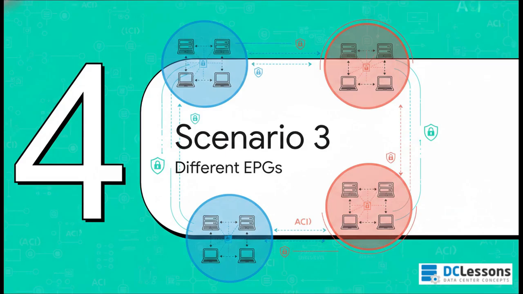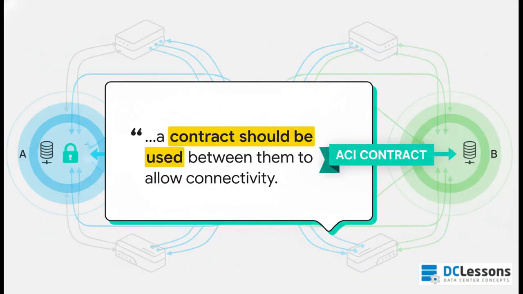All right, let's mix it up again. Let's add security into this equation. What if our endpoints are in the same bridge domain, so they're on the same L2 network, but we've put them into different security groups, different EPGs? What happens then? This is a really important point.